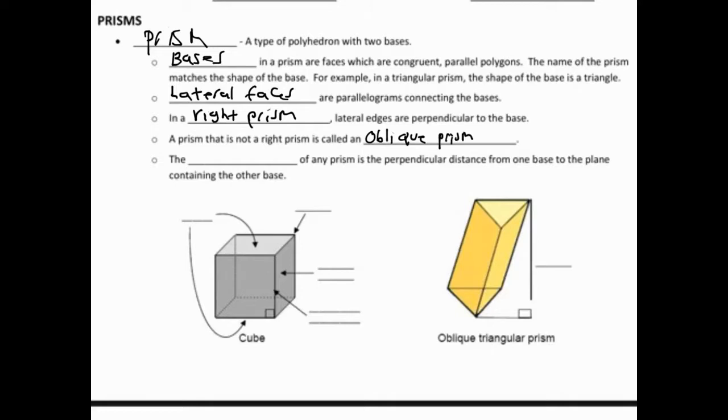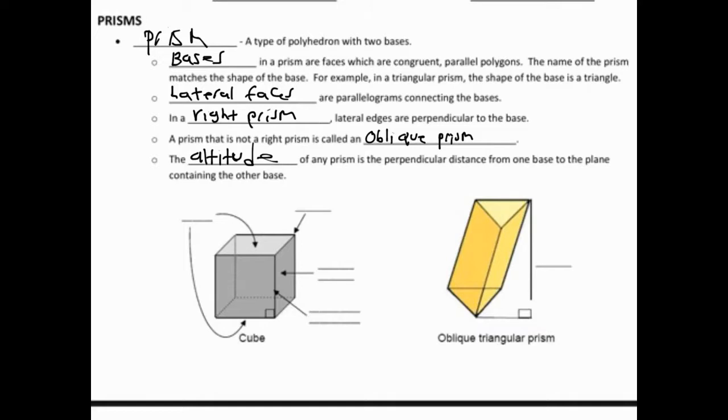And lastly, the altitude of any prism is the perpendicular distance from one base to the plane containing the other base. So basically, the lateral edge of a right prism is always going to be the altitude.